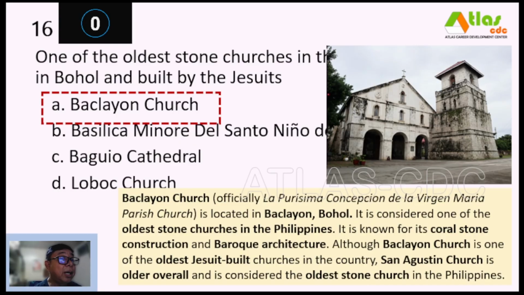Although Baclayon Church is one of the oldest Jesuit-built churches in the country, San Agustin Church is older overall and is considered the oldest stone church in the Philippines. So mas matanda pa rin ang San Agustin Church.